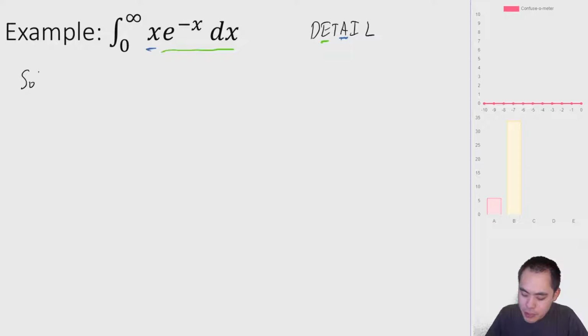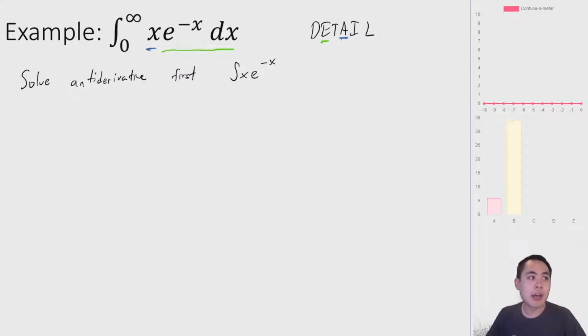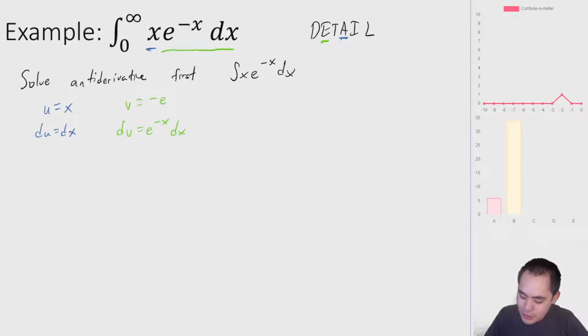And we're going to do this by solving the antiderivative first. So let's do it by first solving for the form without the limits. And then we can plug in the limits later. So let's say that u is equal to x, so du is equal to dx. And we have dv is going to be equal to e to the minus x dx. Luckily, it's an exponential, and exponentials are easy to take the integral of. So v is equal to minus e to the minus x.